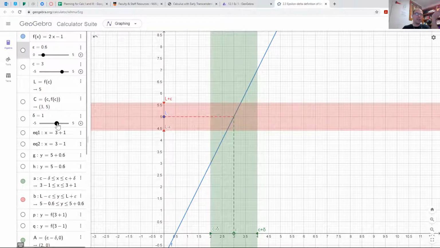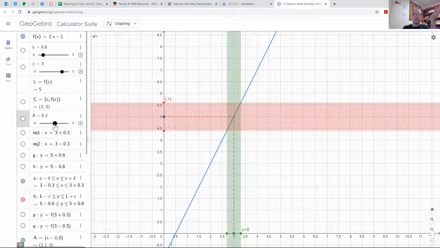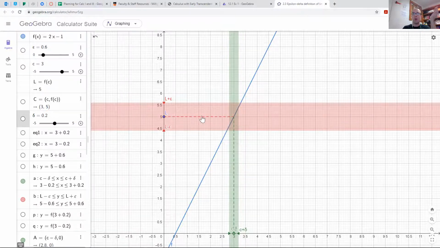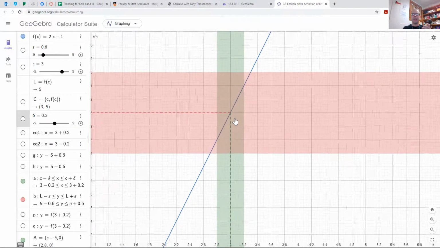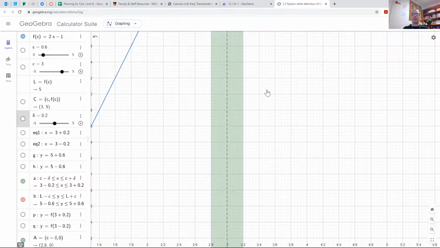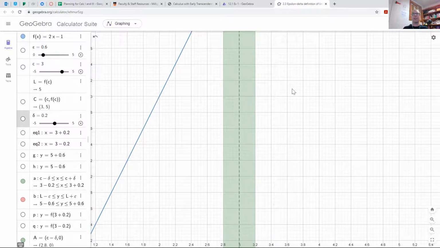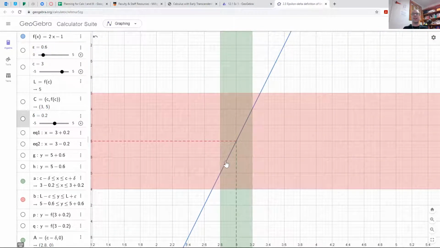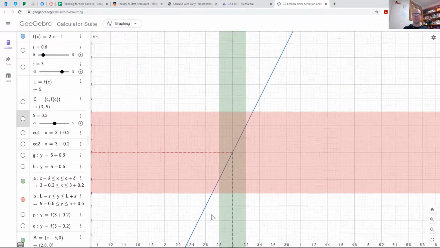But if we shrink delta maybe down to this small, then now we've chosen to be close enough to our value C in the x direction such that we are completely close to the L in the y value, so that any x value that we input here will land safely within the epsilon range.